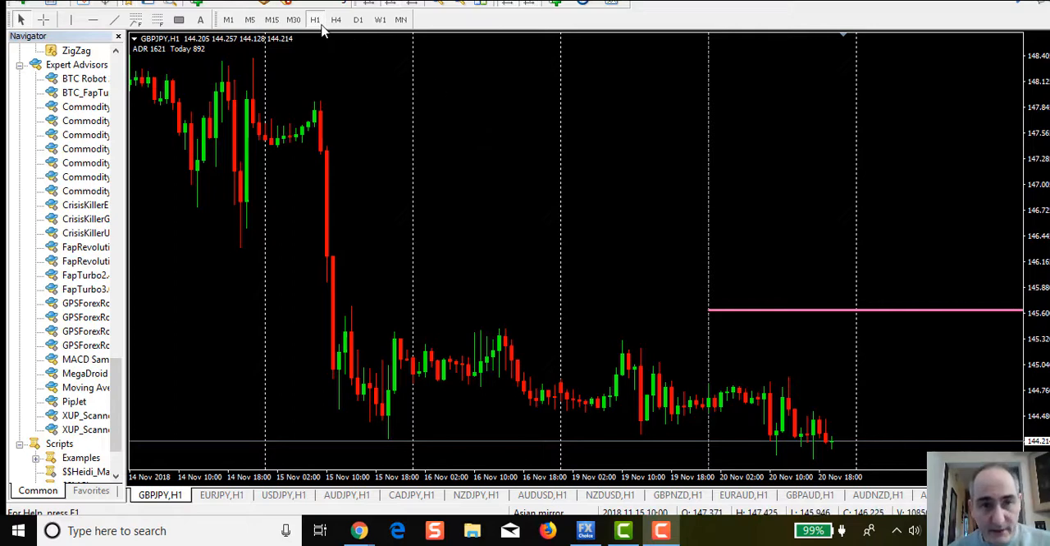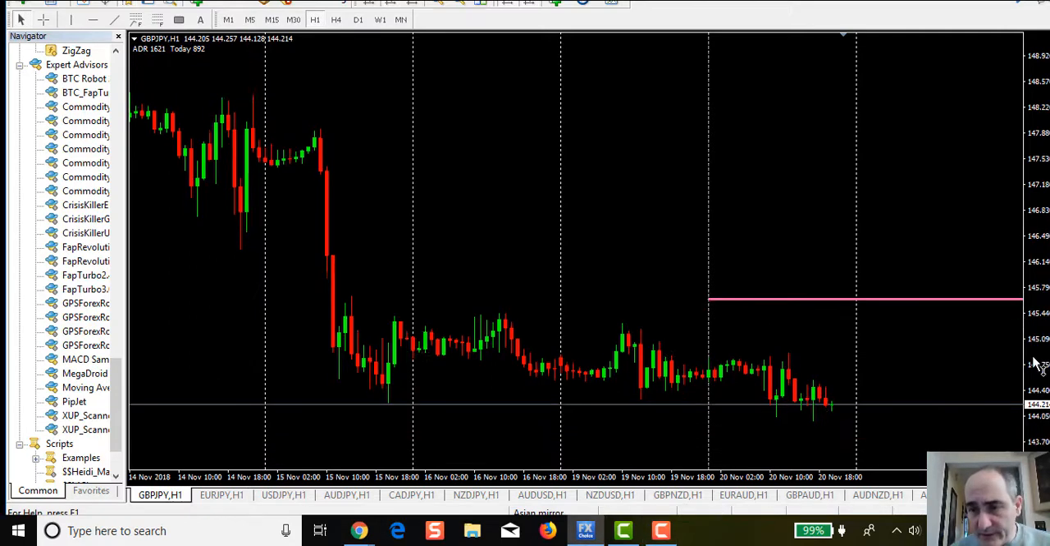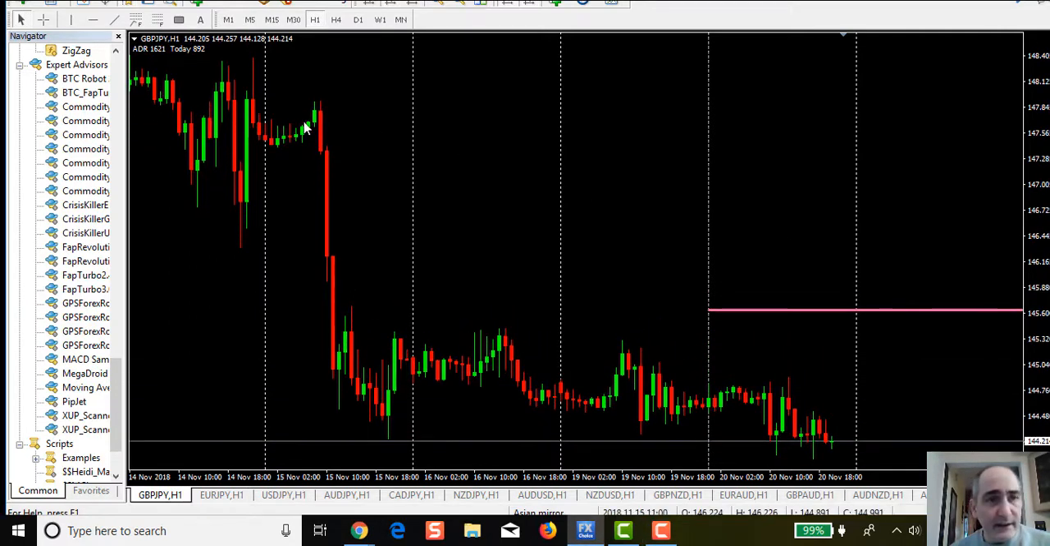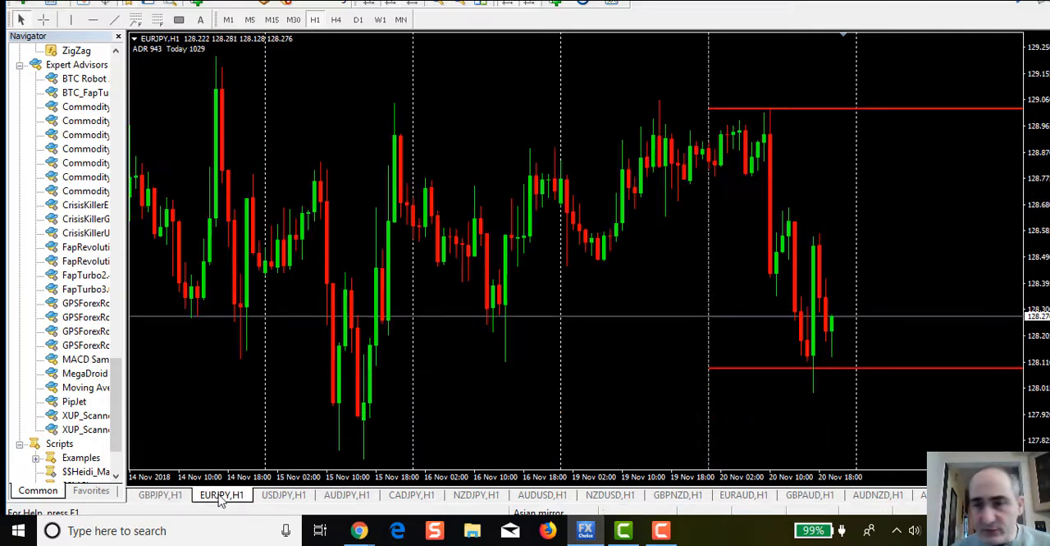So right now we're going to scan on the 1-hour chart, because that enables us to find both types of trades. And you see we have our average daily range indicator on here, and in GBP JPY, the average daily range was not met today. So we're going to just scan through here, and we see now on EUR JPY, we did get an average daily range to the downside.